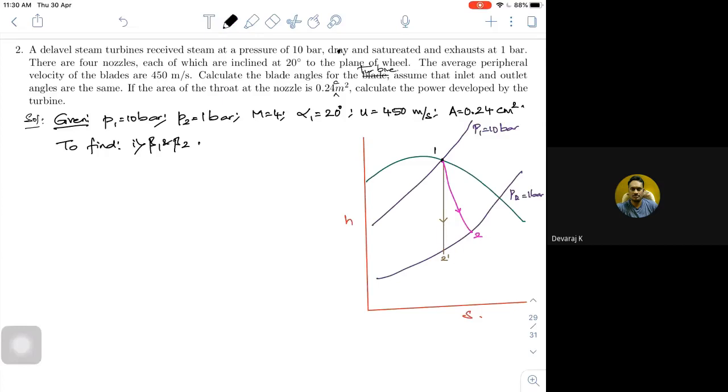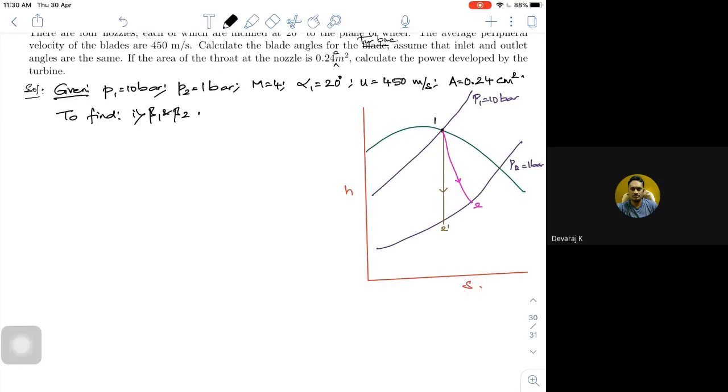If you want to go with an actual expansion, then I have to give the corresponding efficiency. As they have not given anything, I will go with the assumption of isentropic expansion.